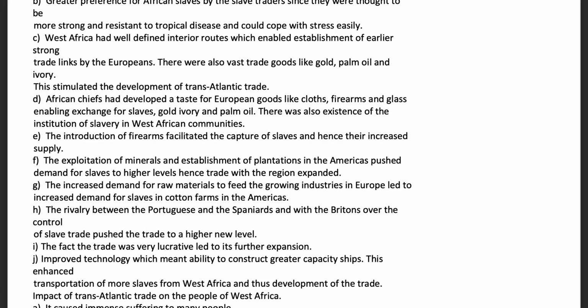F. The exploitation of minerals and establishment of plantations in the Americas pushed demand for slaves to higher levels, hence trade with the region expanded. G. The increased demand for raw materials to feed the growing industries in Europe led to increased demand for slaves in cotton farms in the Americas. H. The rivalry between the Portuguese and the Spaniards and with the Britons over the control of slave trade pushed the trade to a new level.